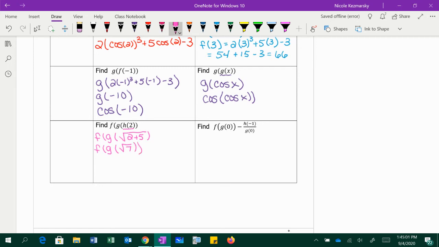Now I'm going to work on g of square root of 7. So I'm leaving the f alone. And I'm going to do cosine of square root of 7. And then f is 2 times your x value, which is cosine of square root of 7 in this case, cubed, plus 5 cosine square root of 7 minus 3.